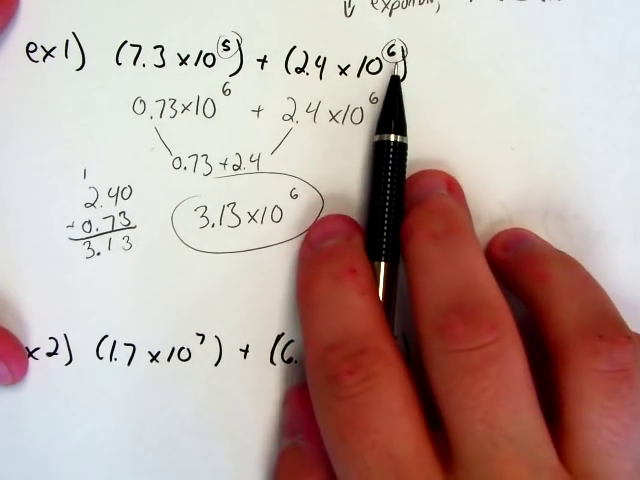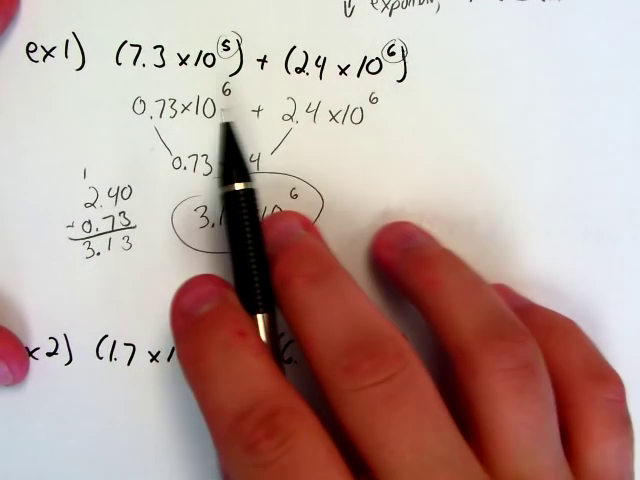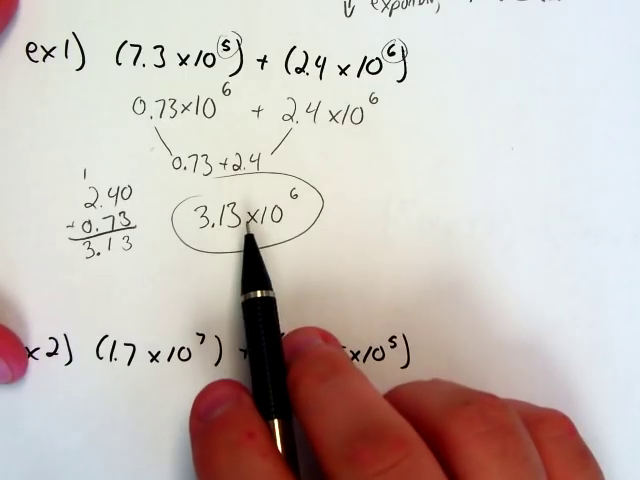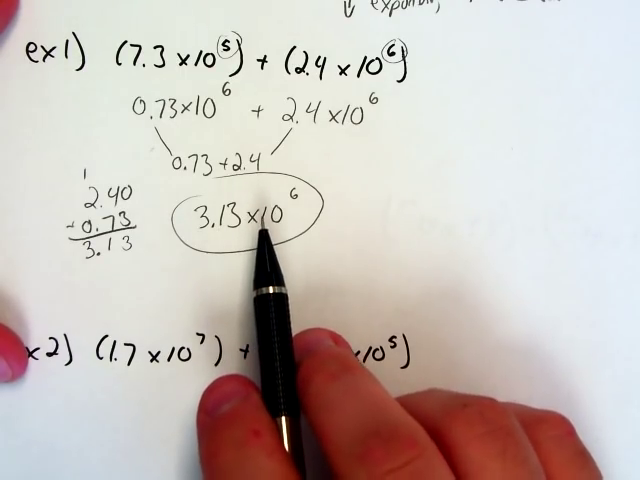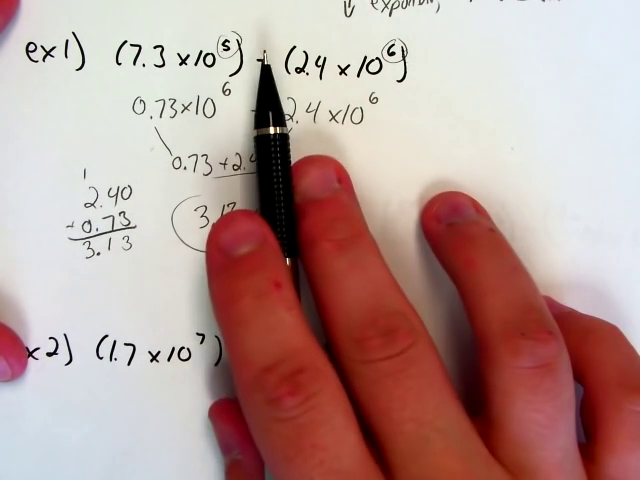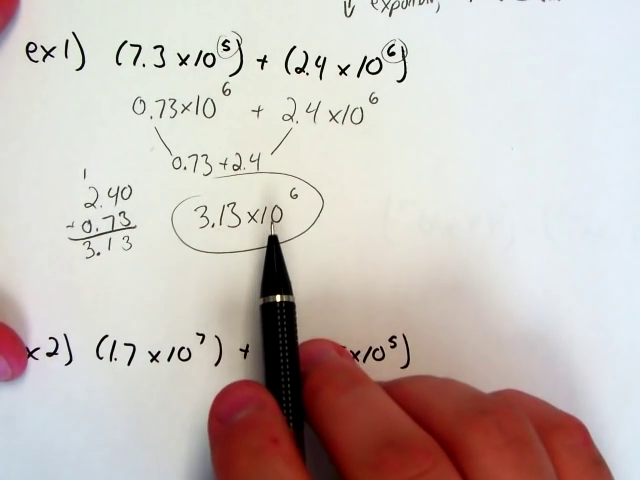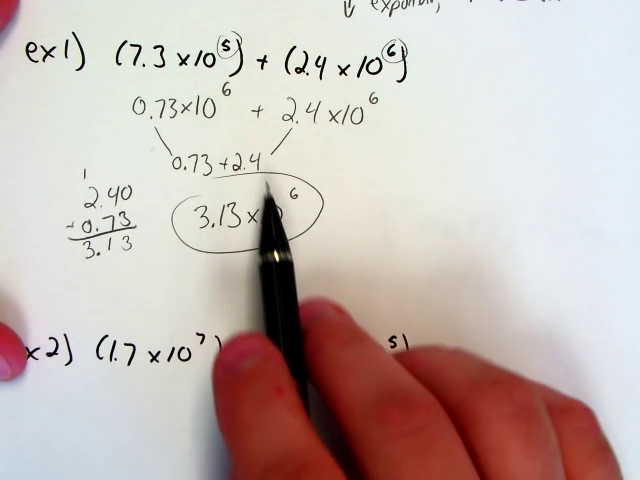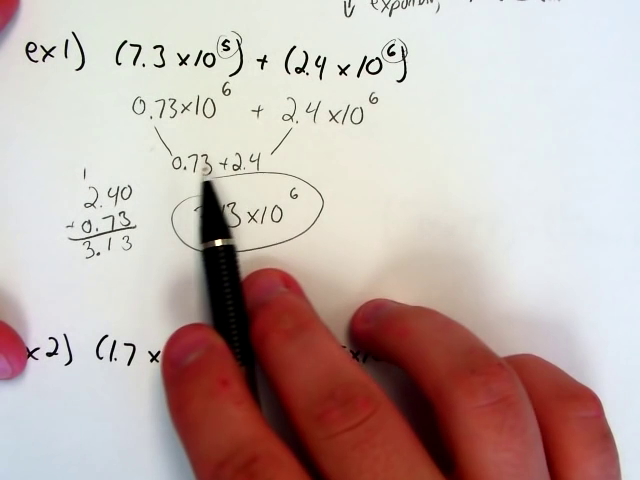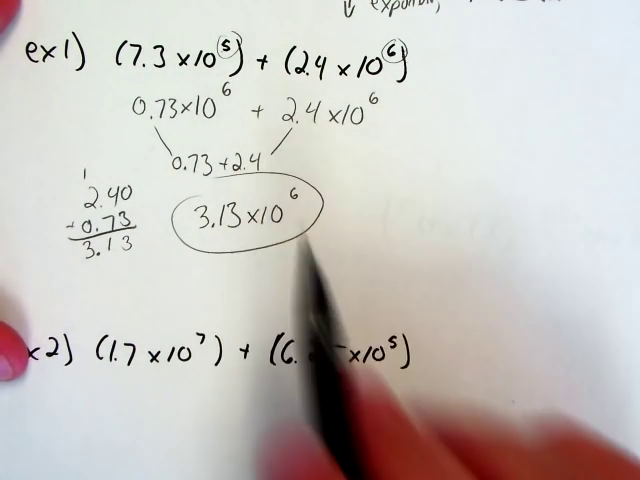And the reason why we like going to the bigger of the two is because if we would have gone to the smaller of the two, if we would have gone to 5, this number here would not be written correctly. By changing it to the larger of the two exponents, this number at the end should be written correctly, unless these two numbers added together gets you more than 10.